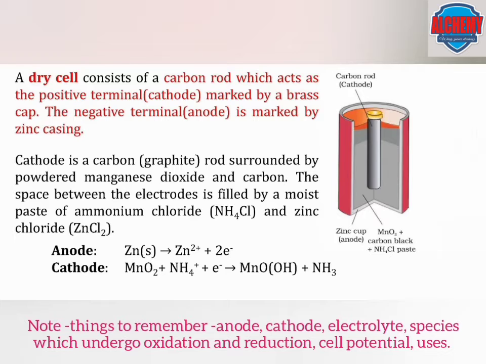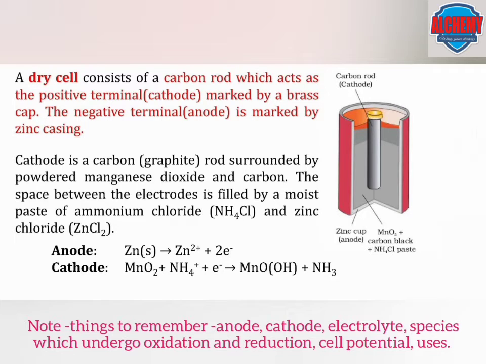First, we will study the dry cell. A dry cell consists of a carbon rod which acts as the positive terminal, also called cathode, whereas the zinc casing of the battery acts as the negative terminal or anode. The cathode is a carbon graphite rod surrounded by powdered manganese dioxide and carbon. The space between the electrodes is filled by a moist paste of ammonium chloride and zinc chloride.